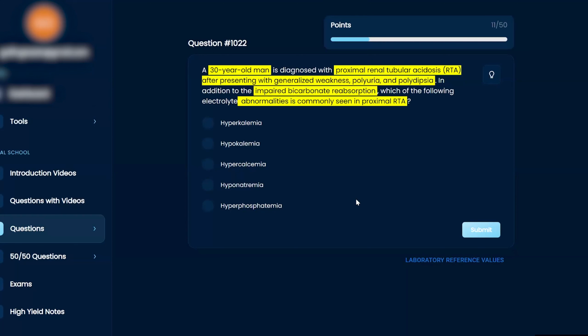Okay, for me, my gut answer is hypokalemia. Oh wait, let me actually think about this impaired bicarbonate reabsorption. No, that would lead to an acidosis, so that would not be hypokalemia. Sorry, let me go through the list. There's no imaging in the labs. My gut actually, I'm trying to think.